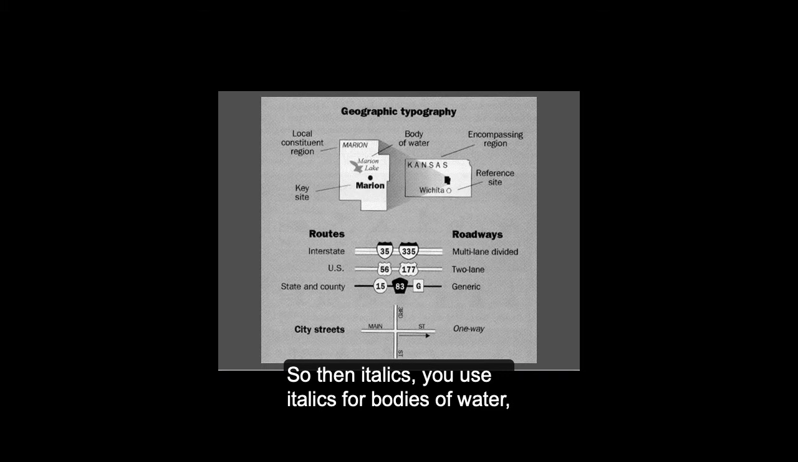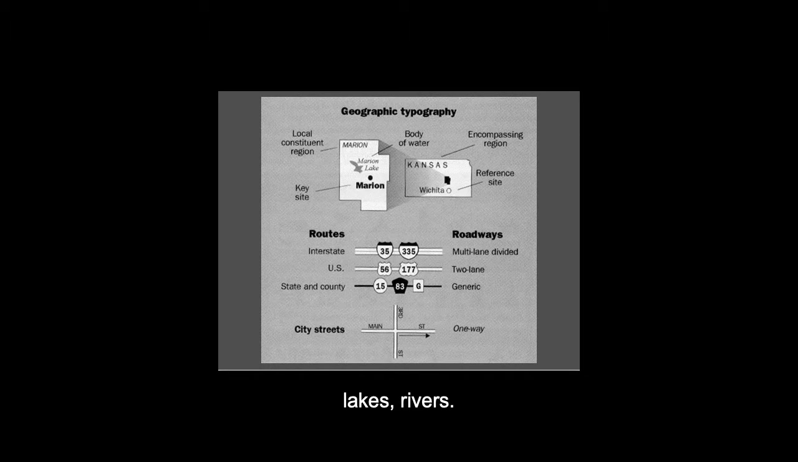Okay, so then italics, you use italics for bodies of water, lakes, rivers. Marion Lake right here in italics. So you have to think about that. And they also sometimes use italics for names of areas, regions. The dots should be round for a city.